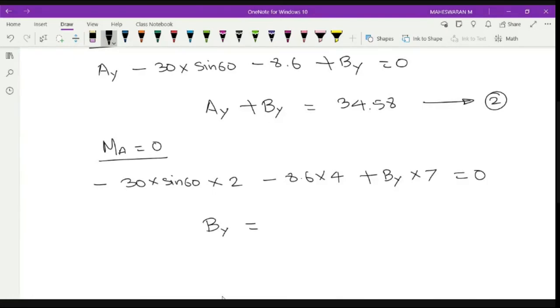What's your By? 12.33, sir. Yeah. So 12.33 kilonewton. Yeah, very good. Now you substitute in equation 2 and find out what is the Ay. So 22.25 kilonewton. That's it. Any doubt on this? No, sir.